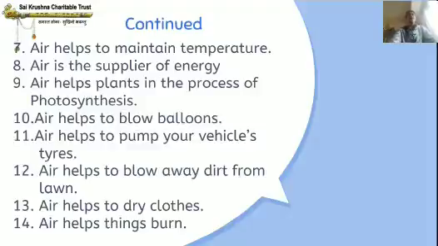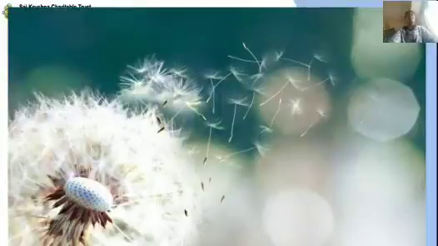Understood? And air helps to blow balloons. Air helps to pump your vehicle tires. Air helps to blow away dirt from lawn. Air helps to dry clothes. Air helps things burn. So this is the picture of pollination. I have told you it's an act of transferring pollen grains from the male anther of a flower to the female stigma. So this can happen only through air, that is wind.